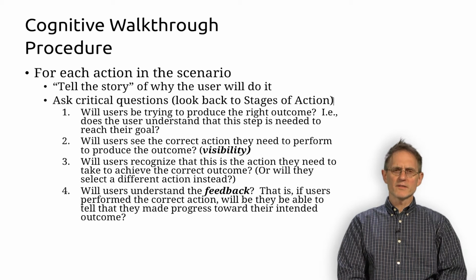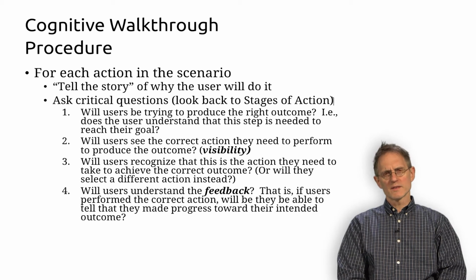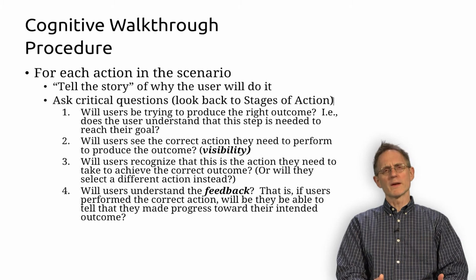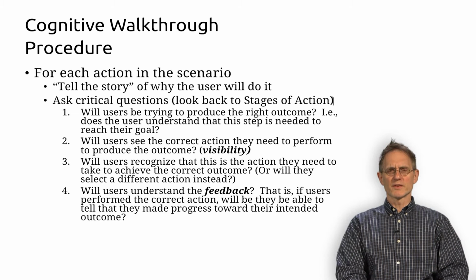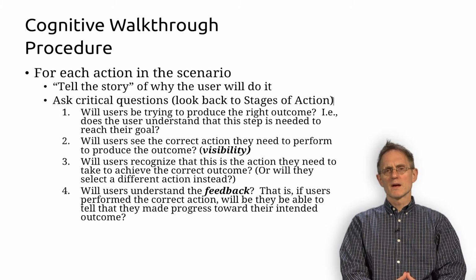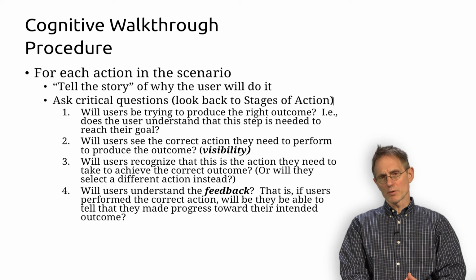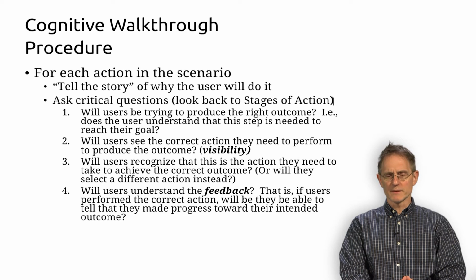Then, will users recognize that this is the right action they need to achieve the desired outcome, or might they select a different action instead? So this gets at, are labels clear, and are different labels and different controls like buttons, are they sufficiently distinct so that people won't get confused between them? And then will users understand the feedback? And so that is, if somebody performs what actually is the correct action, will they be able to tell that they made progress toward their intended outcome?